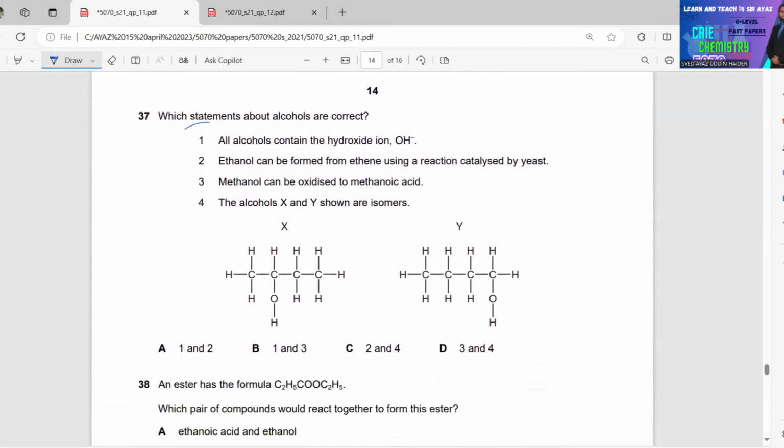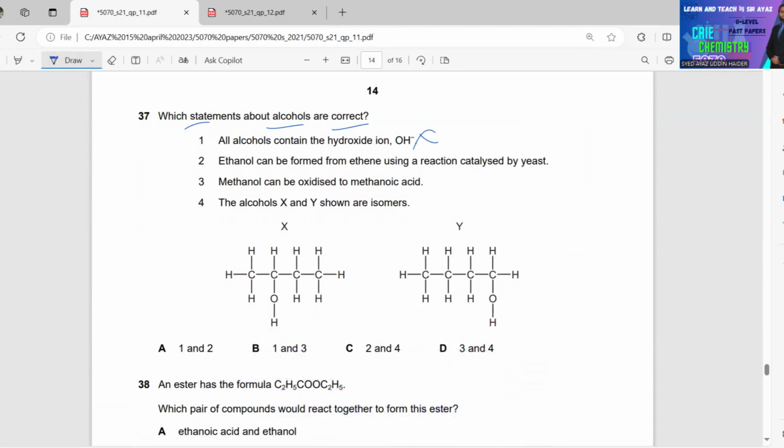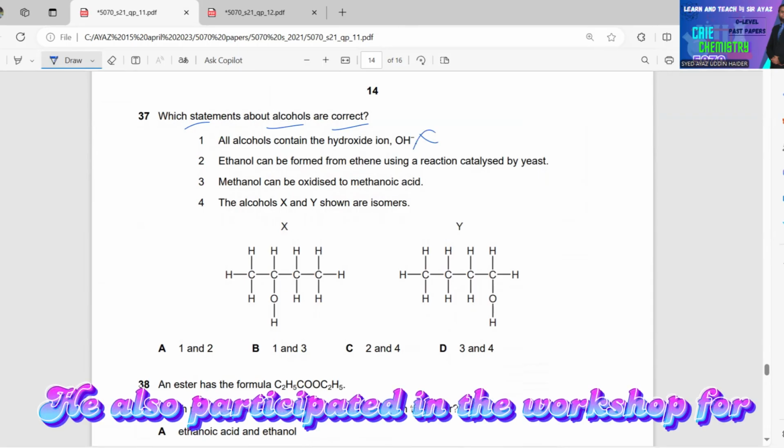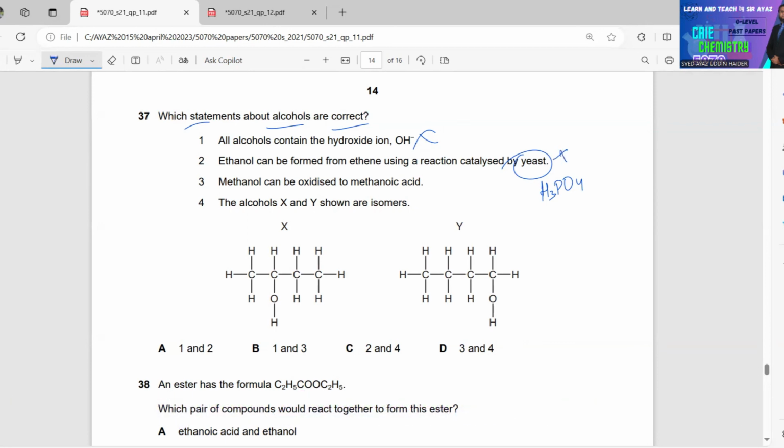37. Which statements about alcohols are correct? 1. All alcohols contain the hydroxide ion OH minus. This is incorrect. They contain a hydroxyl group, not a hydroxide ion. 2. Ethanol can be formed from ethene using a reaction catalyzed by yeast. Now, this reaction is not catalyzed by yeast. It's catalyzed by phosphoric acid, or even acid is the right one. So this statement is also incorrect.